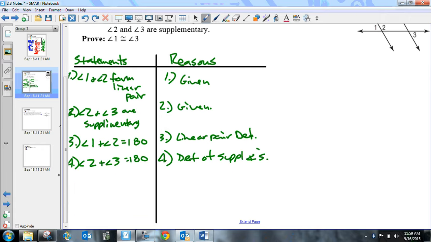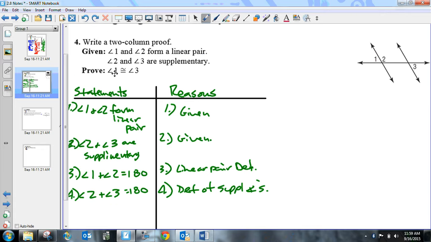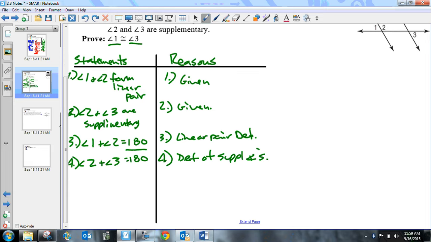All right, so now here's the tricky part. We want to prove that angle 1 is congruent to angle 3. Both of these are equal to 180. I have this statement, angle 1 plus angle 2 equals 180. What could I replace 180 with here? I know 180 is equal to angle 1 plus angle 2, so I'm going to substitute angle 1 plus angle 2 in for 180 down here. So my fifth step is angle 2 plus angle 3 is equal to angle 1 plus angle 2, and that's by substitution.